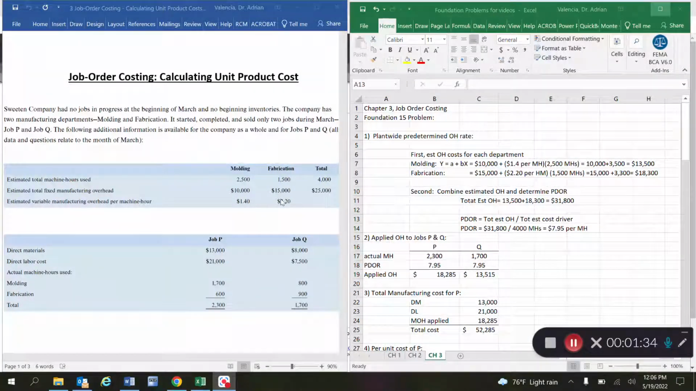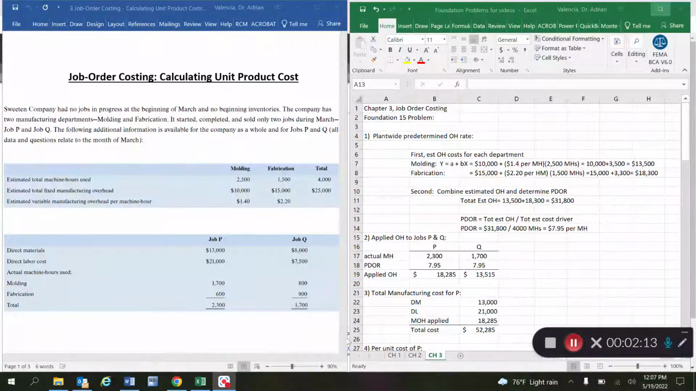So we come up with this estimate ahead of time. Even though we have information here on actual machine hours used and such, this happens after the fact, okay? Keep in mind that at the moment that we're estimating this first part, we don't have this information. We haven't produced the items yet. So at the beginning of the period, we come up with these predetermined amounts so that we can apply overhead easily. And if you notice, their predetermined overhead rate per machine hour is $1.40 and $2.20.